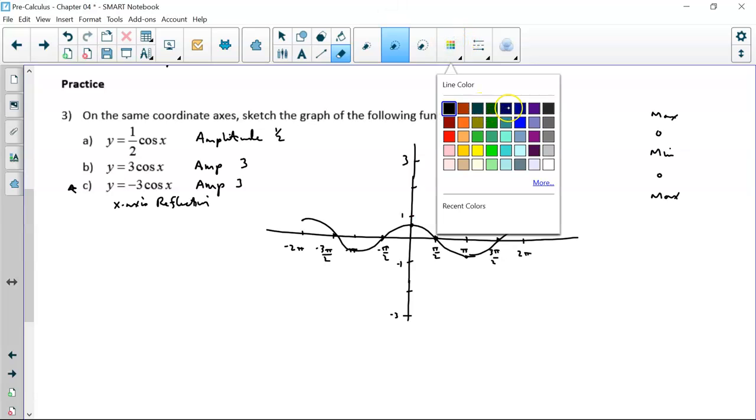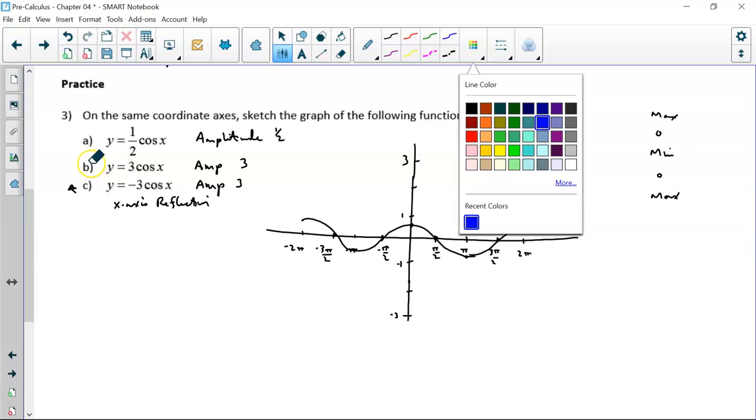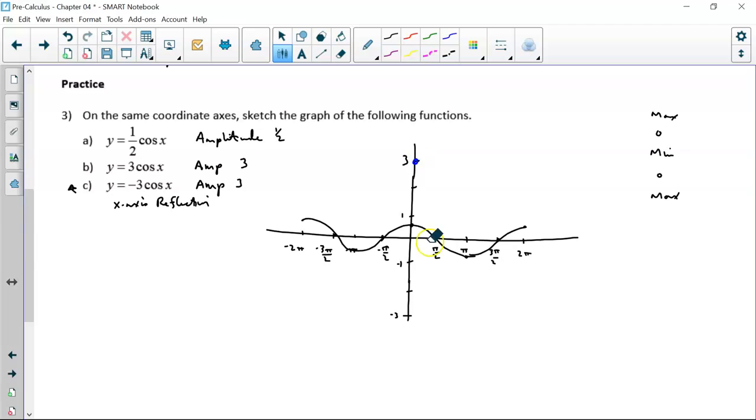Now, if we look at B, 3 cosine of x. We do the same thing, max, but our maximum's at 3, 0, negative 3, 0, and then positive 3. Here's one period of 3 cosine of x. You can see how stretched out that is. So if we go backwards, we're at 0, minimum, 0, maximum again. And you can see it, a nice smooth wave that was created.